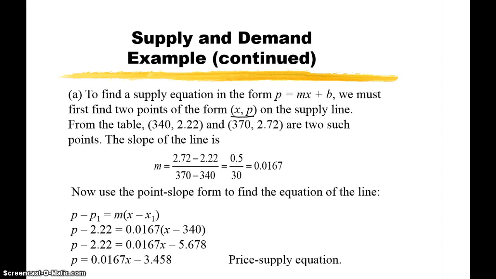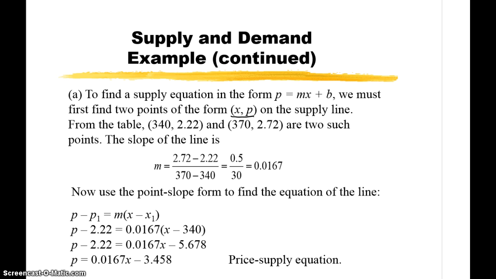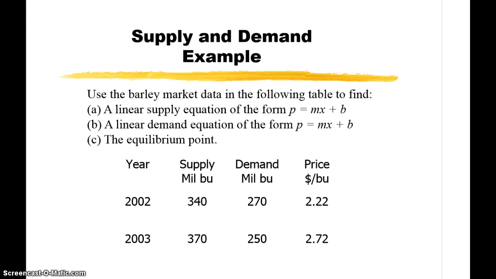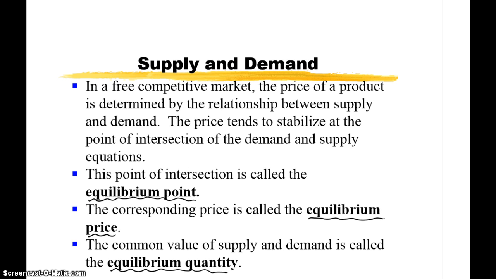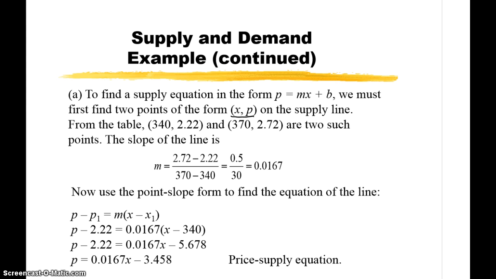Well, from our table, we could see that when our supply is 340, our price is 2.22. Therefore, we have the ordered pair 340, 2.22. Likewise, we have 370, 2.72, because when supply in 2003 was 370, the price was 2.72. So these are 2 such points.